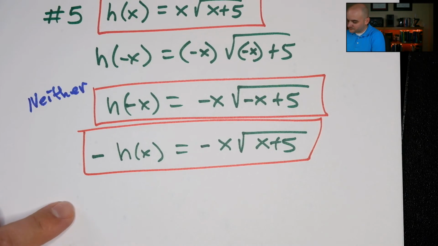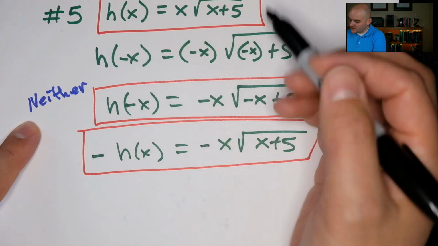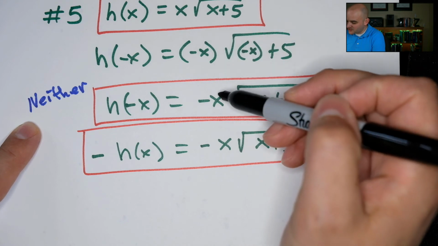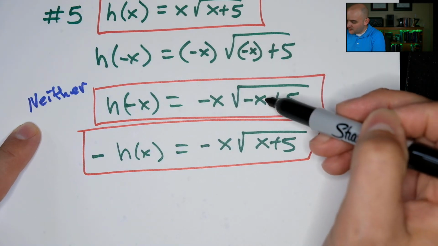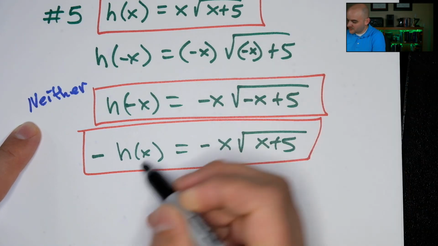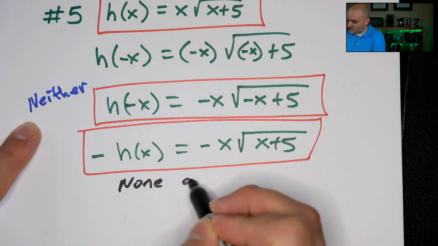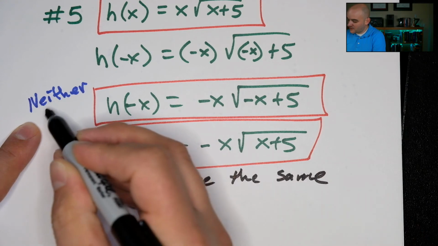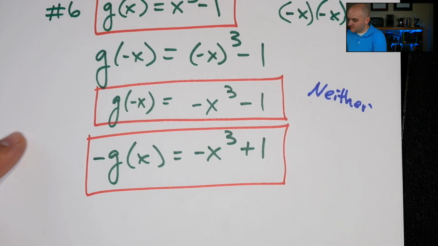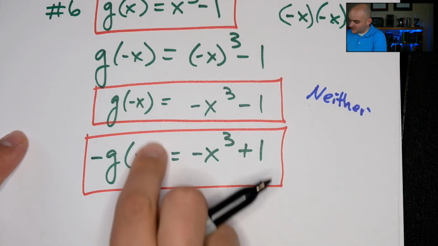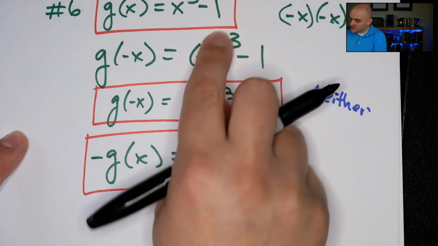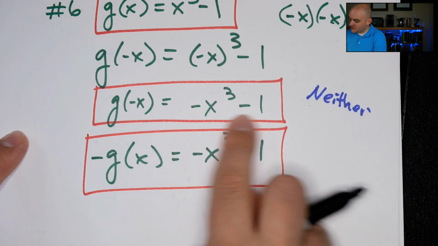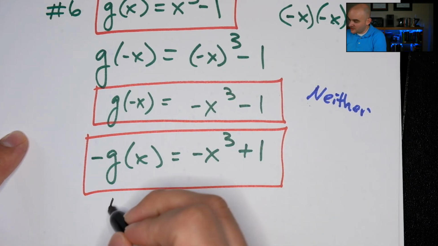All right. This one we said neither again. Let's see if any of them are the same. Well, that's a positive x. These two are negative. But then when I get in here, that's a negative x, and this one's a positive. So none are the same. And we got neither there. Number 6 was a neither. That was that one I messed up on, I think. And so looking at this, this one is not the same as this one, and this one's not the same as this one. So none are the same.